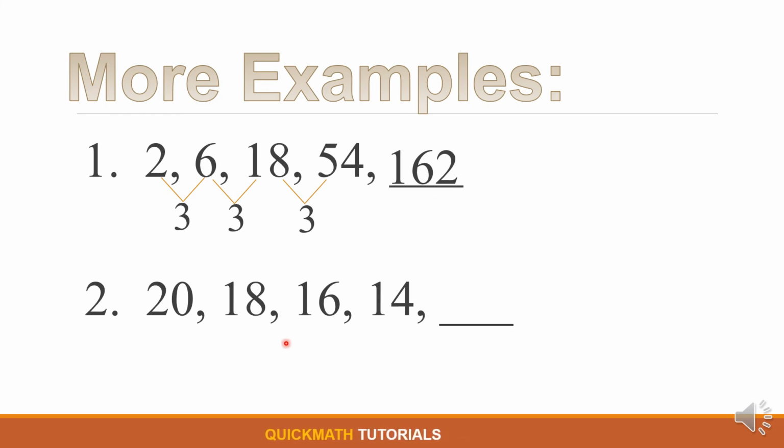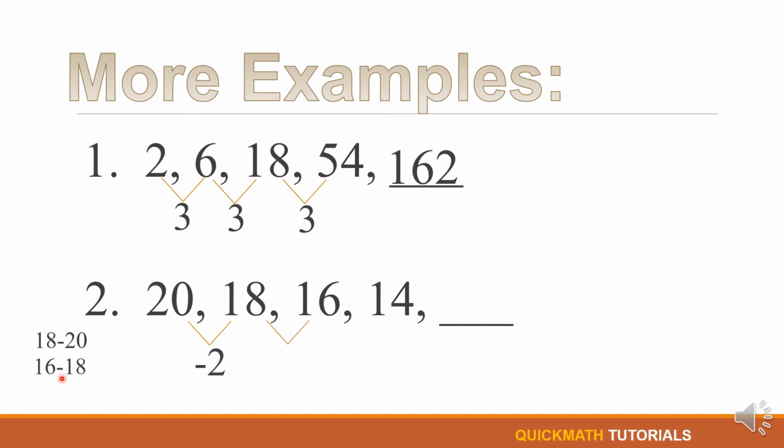Number 2, we have 20, 18, 16, 14, and blank. So we will find again the next term. So again, first we will try to subtract the second to first, third to second, and fourth to third. So we have 18 minus 20. The answer is negative 2. This is negative since 20 here is the biggest number and it is negative, so we will just copy the sign.